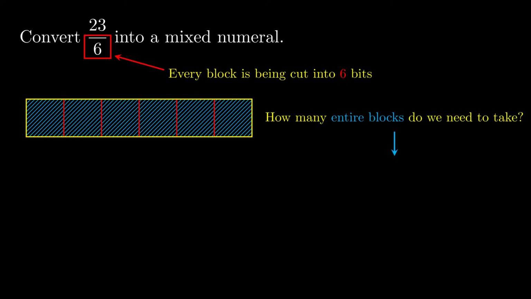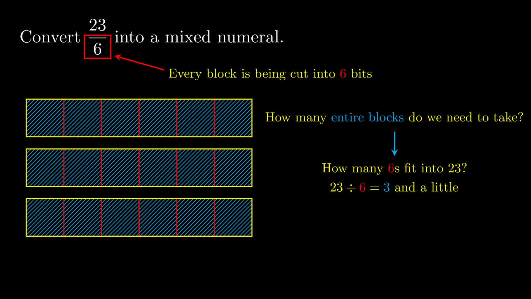So really what I'm asking is how many entire 6s fit into 23? All right, and think about that for a moment. How many 6s go into 23? Well, that's just a division question, isn't it? It's 23 divided by 6, all right? And so hopefully you know your times tables. How many 6s go into 23? Well, the answer's 3 and a little, 3 and some bit that we'll deal with afterwards. But we know that 3 entire 6s will fit into 23, so I can draw that to start with.